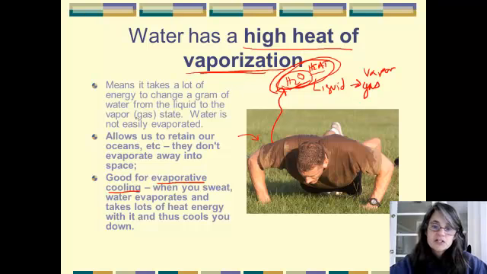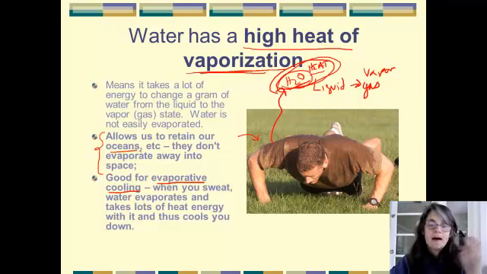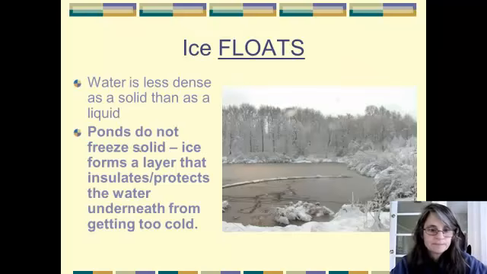Now, additionally, the high heat of vaporization is important because obviously we have lots of water around. It hasn't all vaporized into outer space. That's because water has a high heat of vaporization. It's hard to make it vaporize. So we still have lots and lots of liquid water on our planet because it's stubborn to go into vapor. And so we don't lose all of our water into the atmosphere. So that's a good thing.